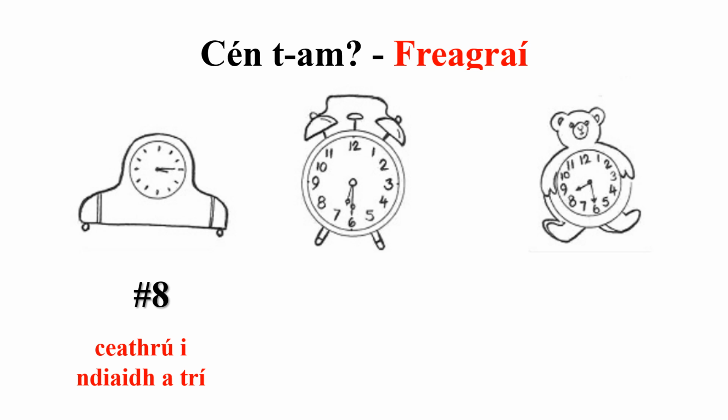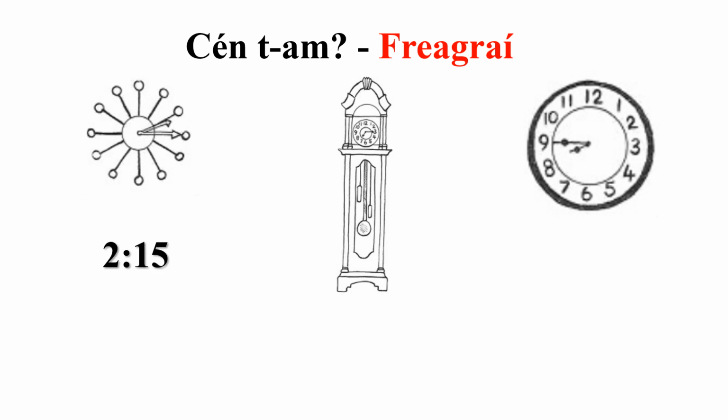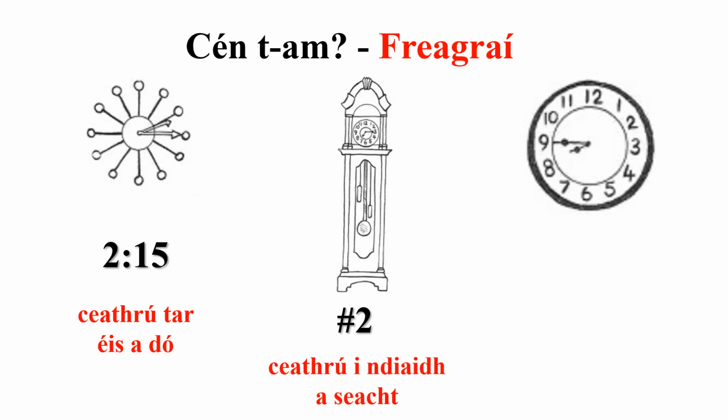First clock, 4:03 was number 8. Quarter past 6, number 3. Half past 6, number 5. Quarter past 2, 4:09, number 2. 4:08. So neither of these two were used, 2:15 or 7:45.